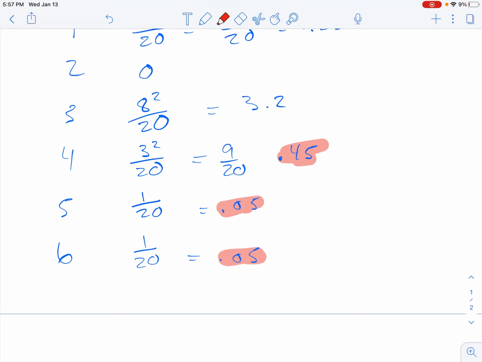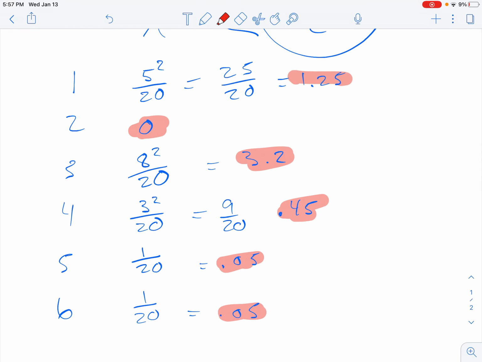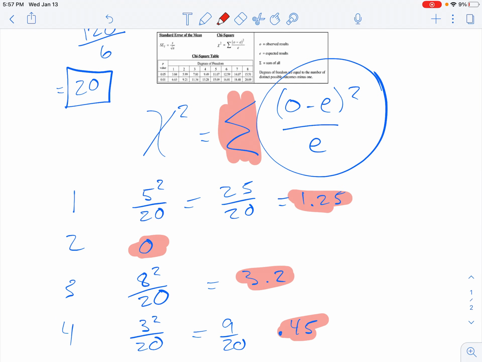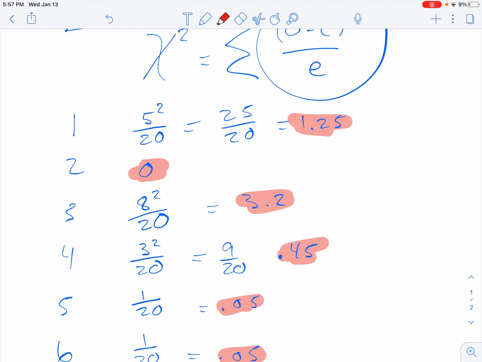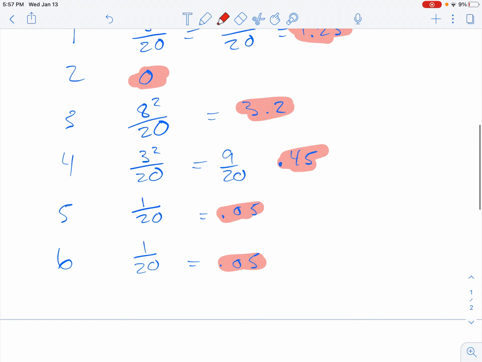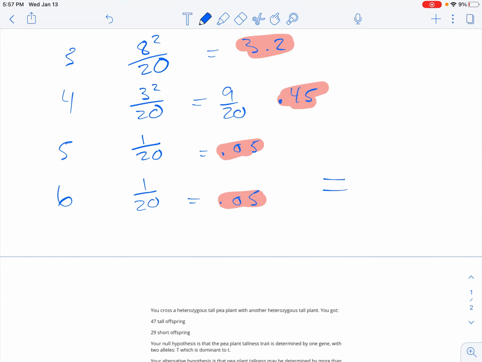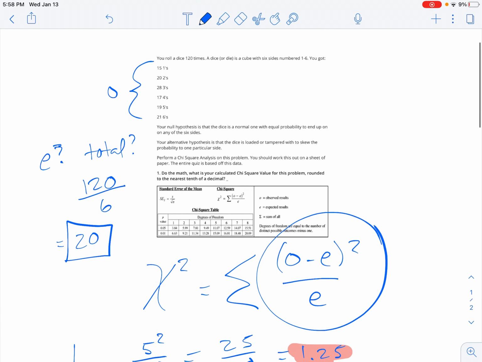So if I add up these numbers here, and that's the summation, you add them up. So go ahead and do that. 1.25 plus 3.2 plus 0.45 plus 0.05 plus 0.05 equals 5. In the Schoology question, I think it said round to the nearest tenth of a decimal, so that'd be 5.0, but I made it so that the correct answer could also be written as just 5. So 5 or 5.0 for that one.